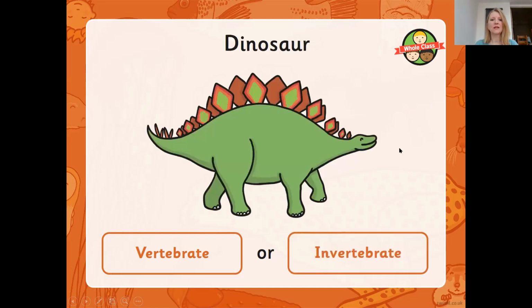A dinosaur. Now, we know that dinosaurs are extinct, but they were once living animals. So would we class them as vertebrates or invertebrates? Can you remember from our rocks and soils topic, we looked at fossils, and we know that fossils are sometimes the bone remains or the hardened bone remains of dinosaurs. So they definitely had bones and backbones in their bodies. So they were vertebrates.